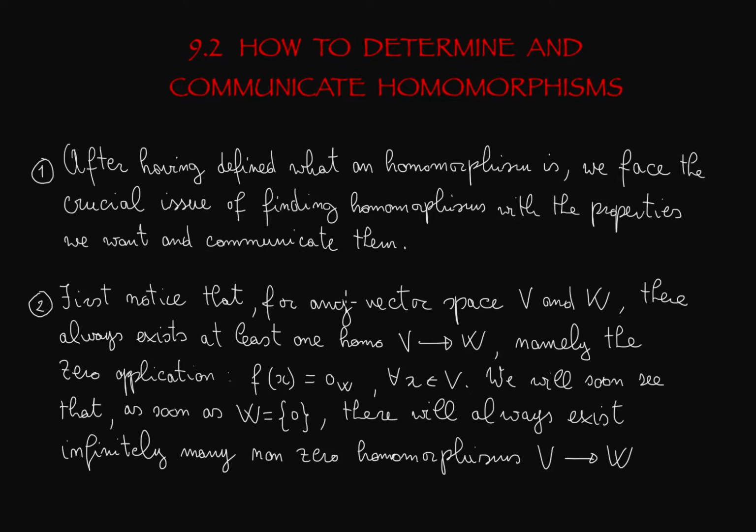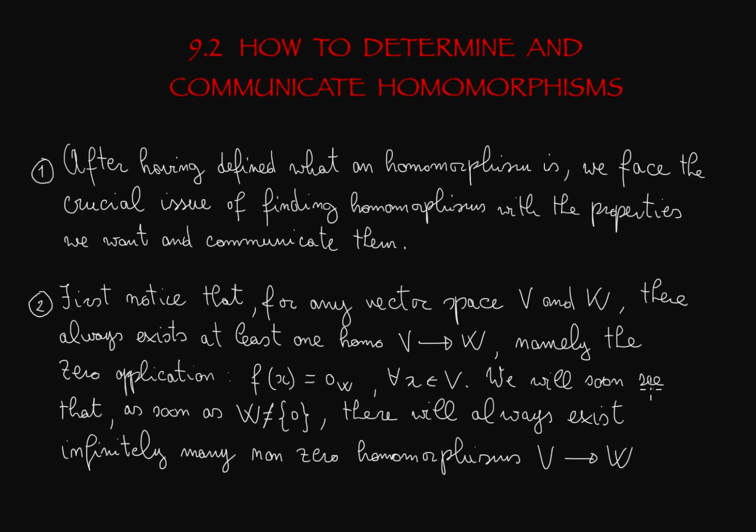First, notice that for any vector spaces V and W, there always exists at least one homomorphism from V to W, namely the zero application. If we take any vector in the domain and send it to the zero vector in the codomain, we can readily prove that this is indeed a homomorphism. Therefore, there will always be one between any two vector spaces. There is no assumption here on V or W.